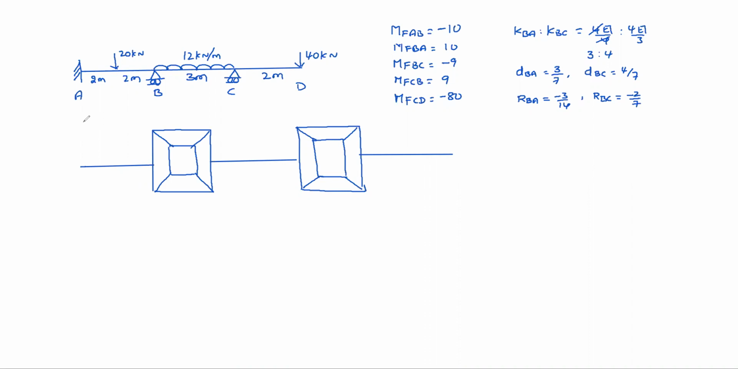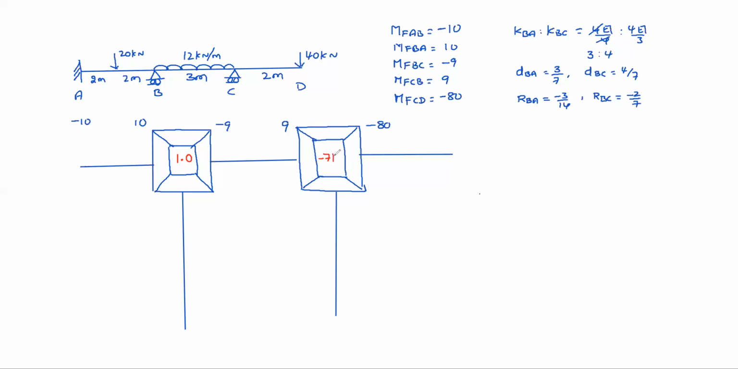Okay, here minus 10, plus 10, minus 9, plus 9, minus 80. Okay, no need to release anything. Just start like this. Right here, 10 minus 9 is how much? 1. Here, sum of the fixed moments 1. Okay. Here, 9 minus 80, minus 71.